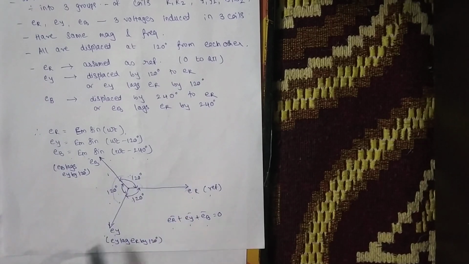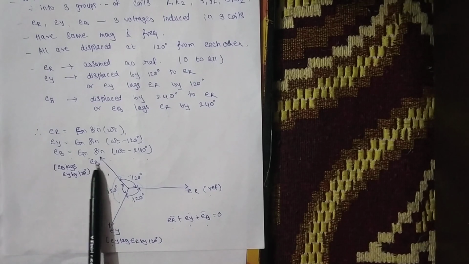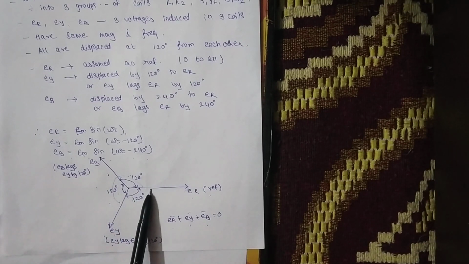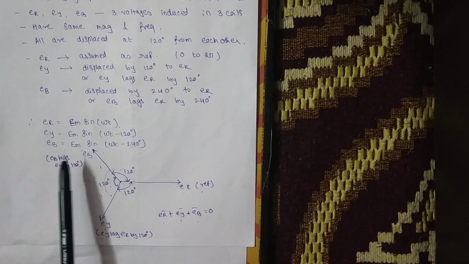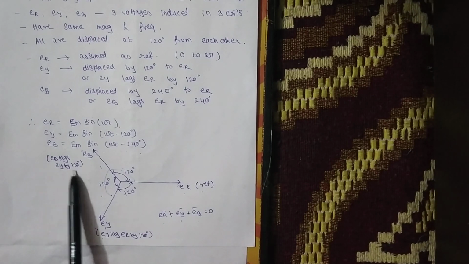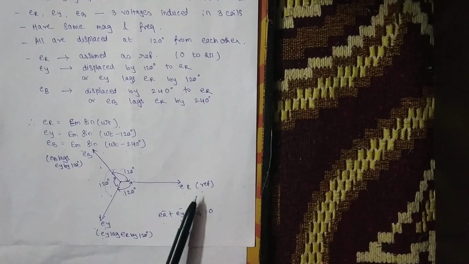Now if I want to draw a phasor diagram for my R, Y and B voltages, ER is on my reference axis, and it has a phase difference of 120 with respect to EY. So EY is lagging ER by 120, and then after a 120 degree angle from EY, but a 240 degree angle from ER, that will be your EB. So EB will lag EY by 120 and EB will lag ER by 240, and we can say the vector addition of all the voltages will be equal to 0.